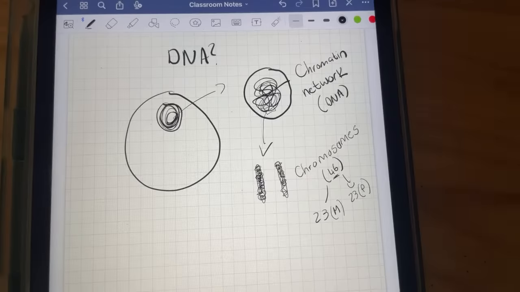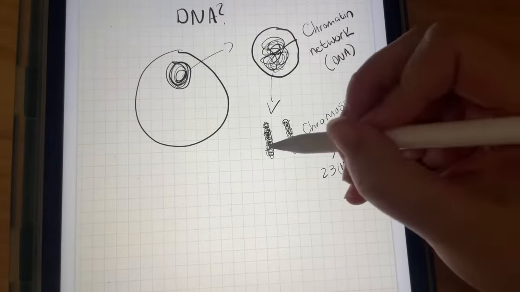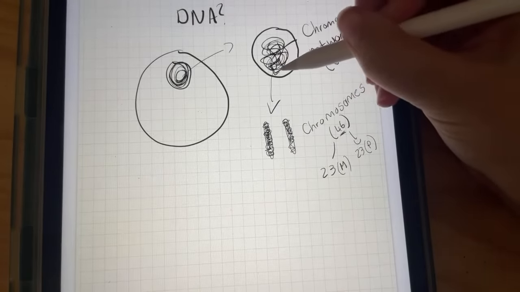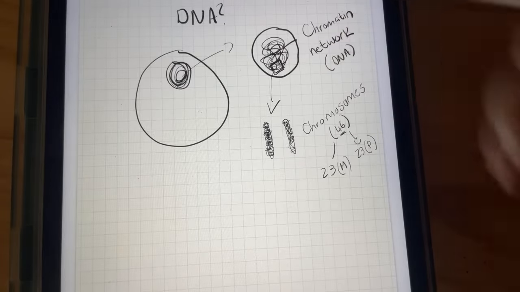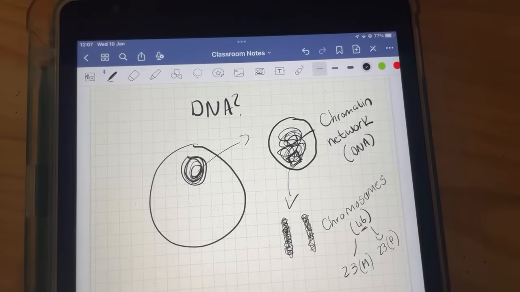But now what we need to do, and generally this is as far as you've gone in grade 10, is we are going to zoom in on the chromatin network, and we are going to actually look at what DNA is actually made out of.